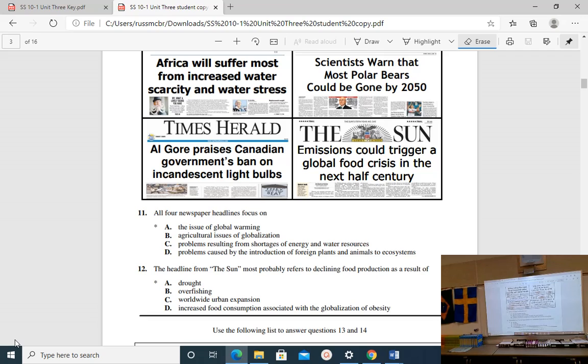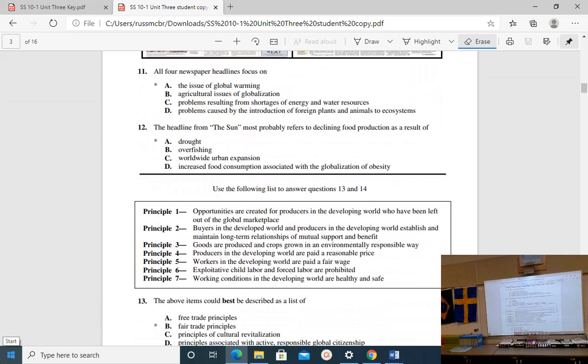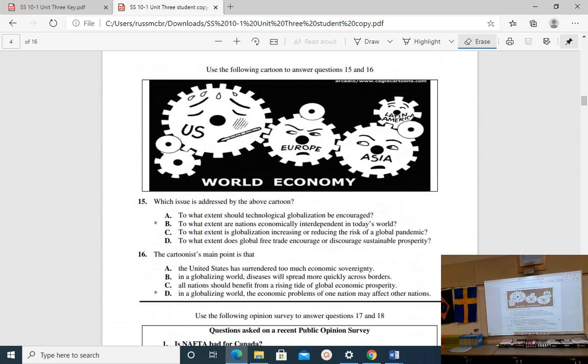Emissions could change the climate and create drought. So there's a couple of steps involved in finding it out. I'll do a couple more. I'm not going to do all of them here.